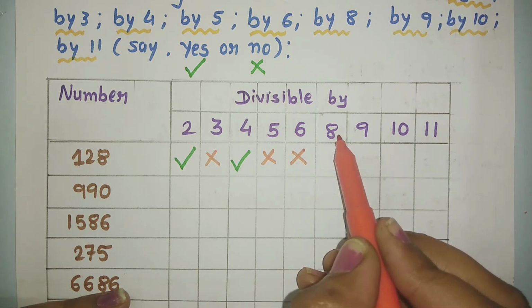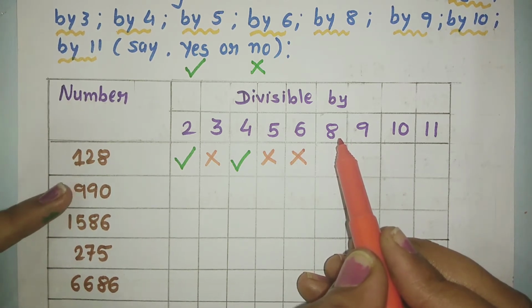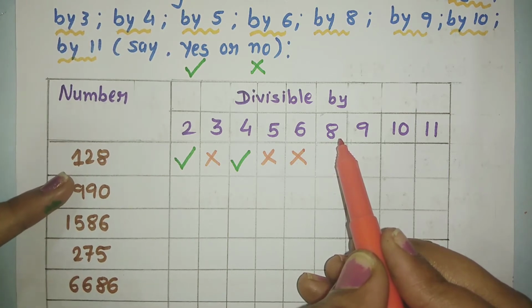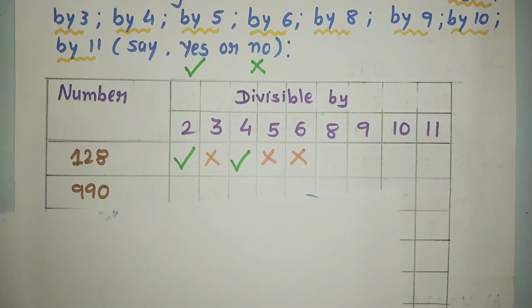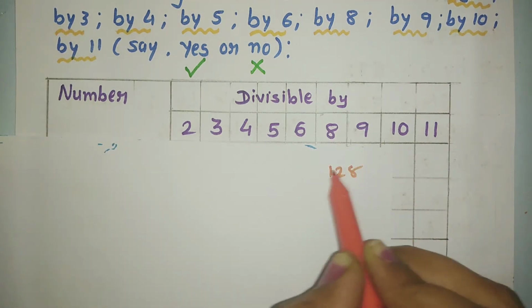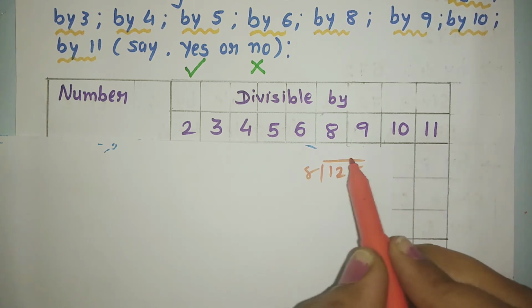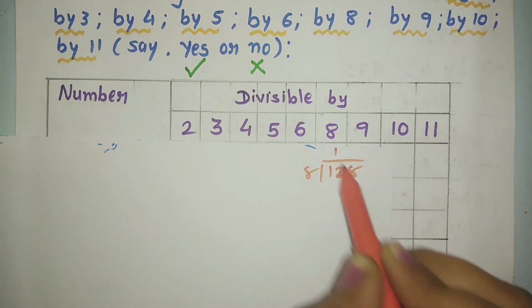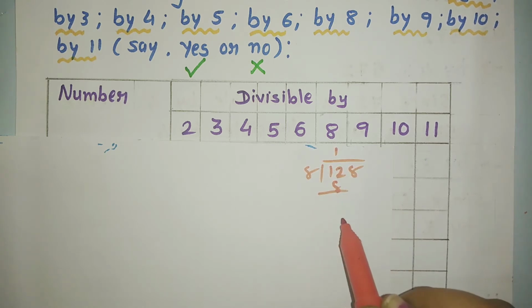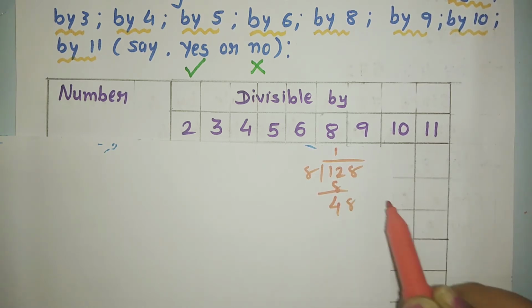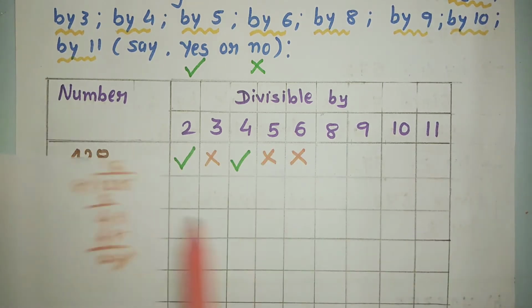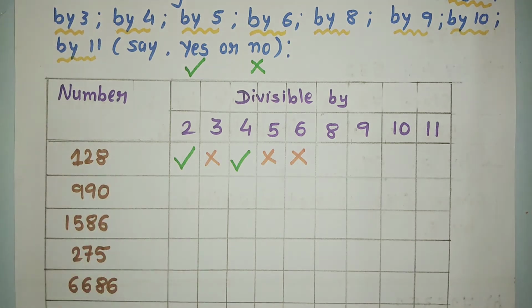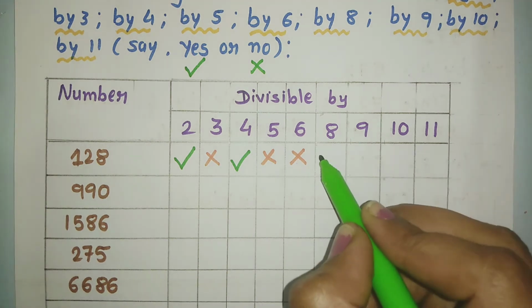Now number 8. What is the rule for 8? The last 3 digits should be divisible by 8. Means 128 should be divisible by 8. So let's check it. 128 divided by 8. 8 ones are 8. 8 twos are 16, not possible. So 8 ones are 8. 12 minus 8 is 4. 8 comes down. Then 8 sixes are 48. So the remainder is 0. The last 3 digits are 128, so 128 is divisible by 8. So this number is divisible by 8.